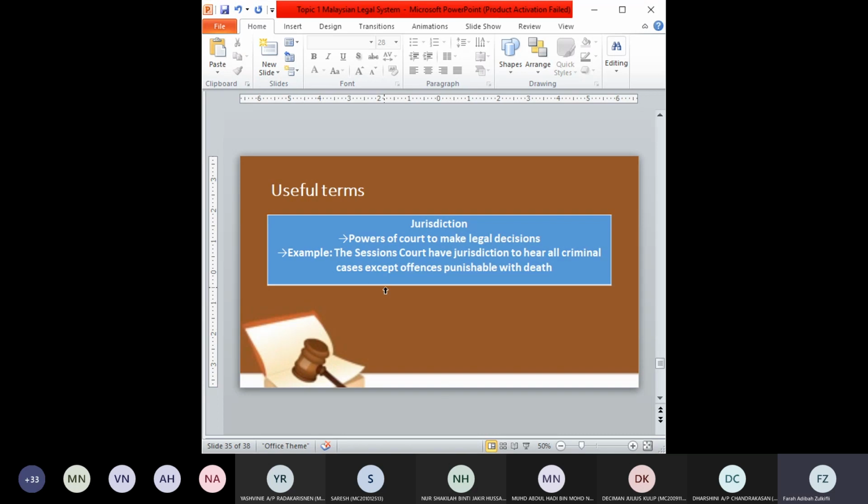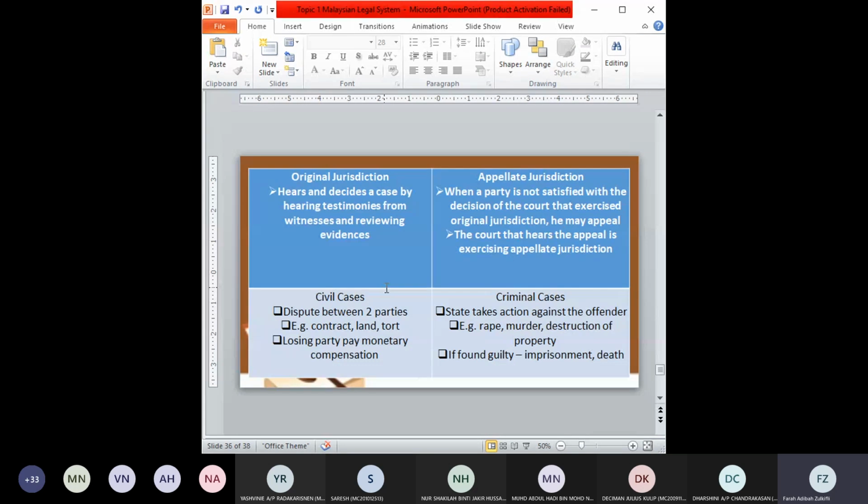And then we also have terms like original jurisdiction. Original jurisdiction, like I mentioned before, is when you hear the case for the first time. The benefit of hearing a case for the first time is that you can call all the witnesses. Only the court with original jurisdiction can call witnesses. You can hear the testimony from all the witnesses, and you can review all the evidence that the public prosecutor or the plaintiff has. So that power is only given to the court with original jurisdiction.